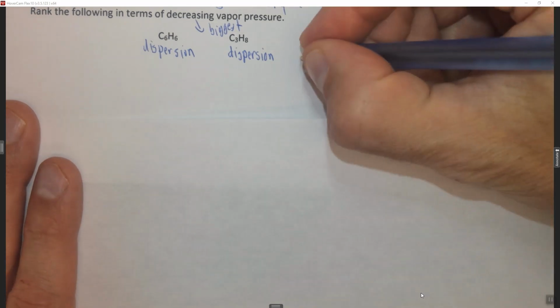And then finally, we have CH3OH. This has an OH on it, an O directly attached to an H. So the strongest intermolecular force here is going to be hydrogen bonding.